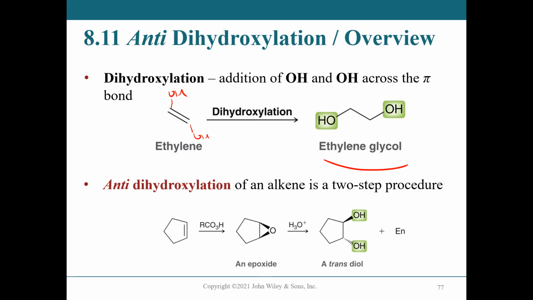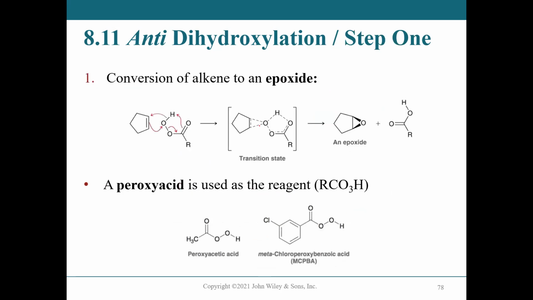The anti-dihydroxylation of the alkene is a two-step process. I guess we'll go on to the next slide just to show you the two-step process. First, we form the epoxide and then we form the trans diol. So here they're showing you the formation of the epoxide. This is the epoxide right here. So we get that epoxide.